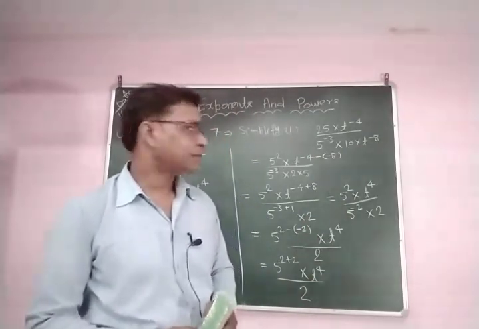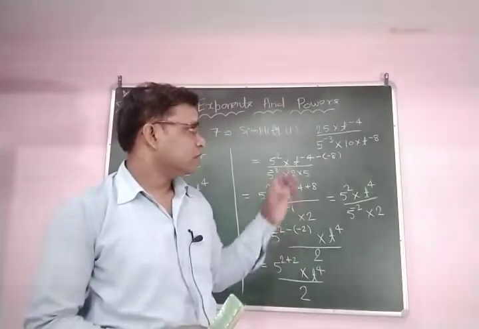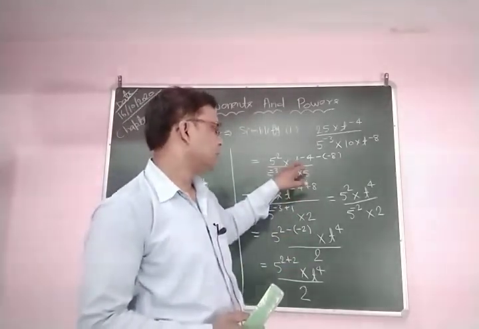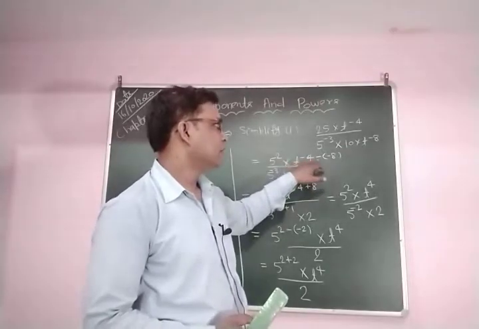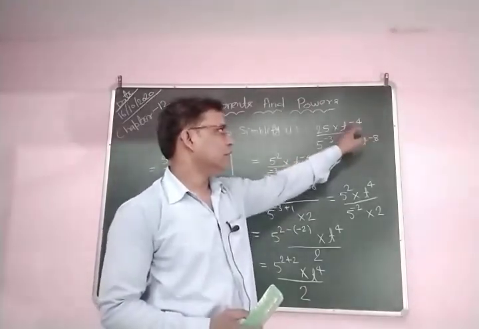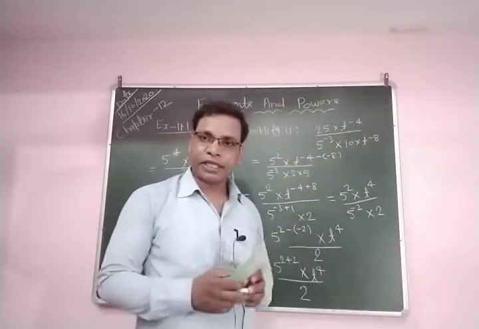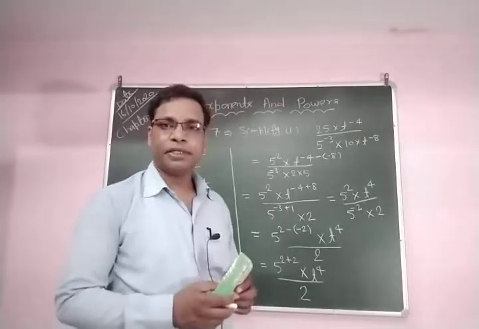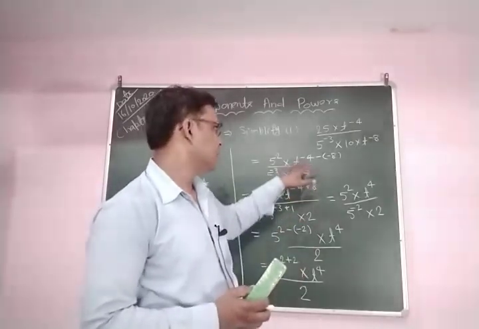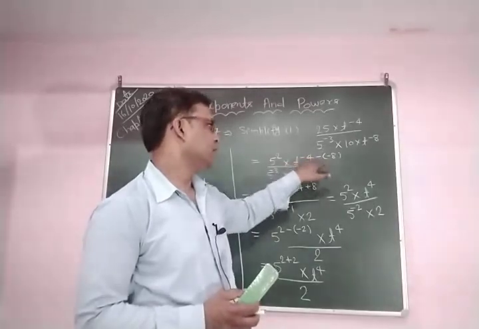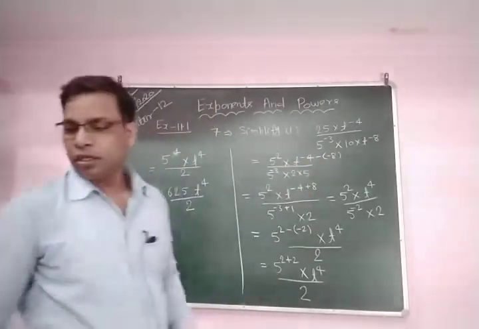Then their powers will subtract. So we can write here t power minus 4 minus of minus 8, because this is minus 8 and this is minus 4. Bases are same, case of division, so we subtract them. So you can write here minus 4 minus of minus 8. It becomes minus 4 plus 8.